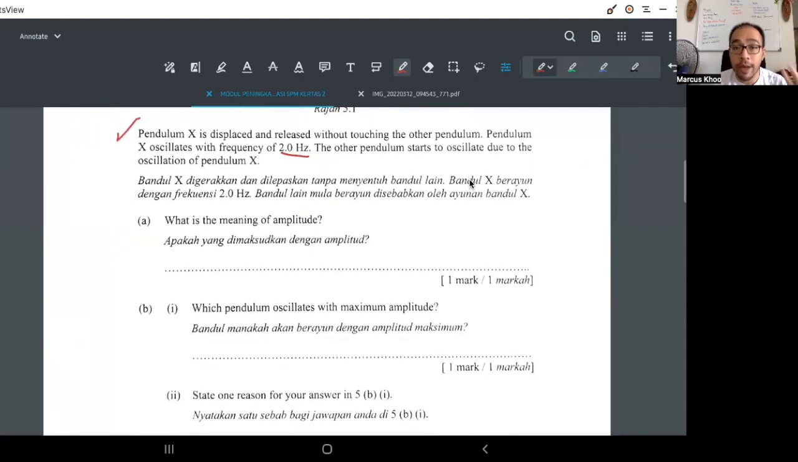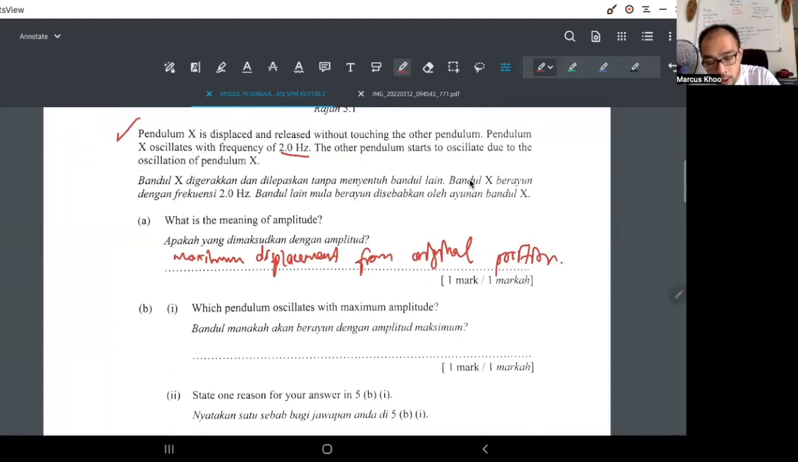So what is the meaning of amplitude? It is the maximum displacement from the original position. Okay, the amplitude is the maximum displacement from the original position, or some books will say equilibrium position. So the maximum displacement from the original position or the equilibrium position is amplitude.